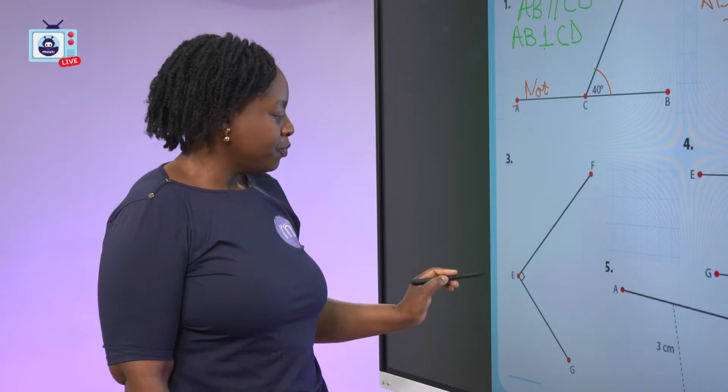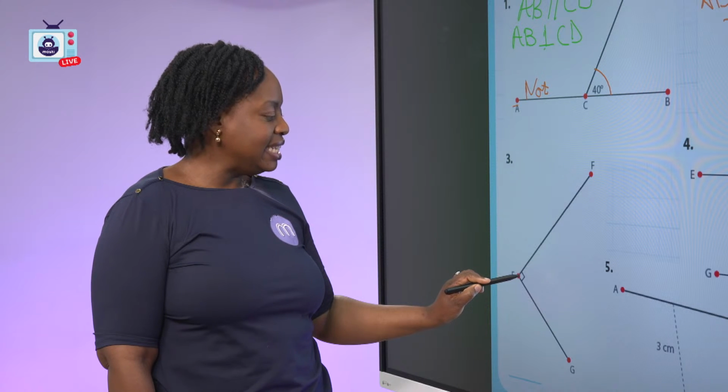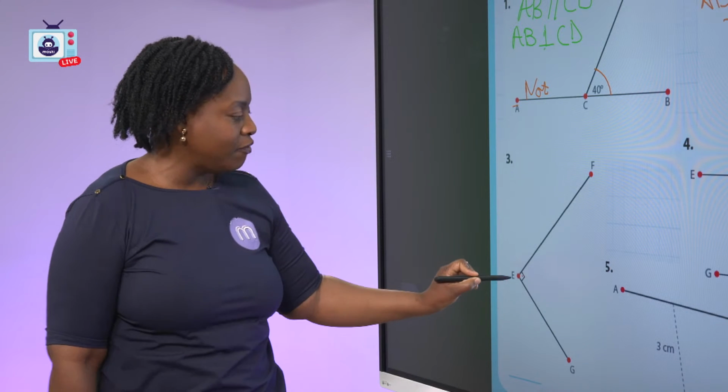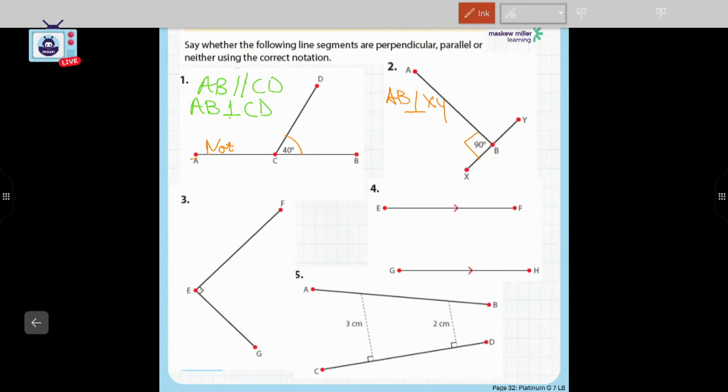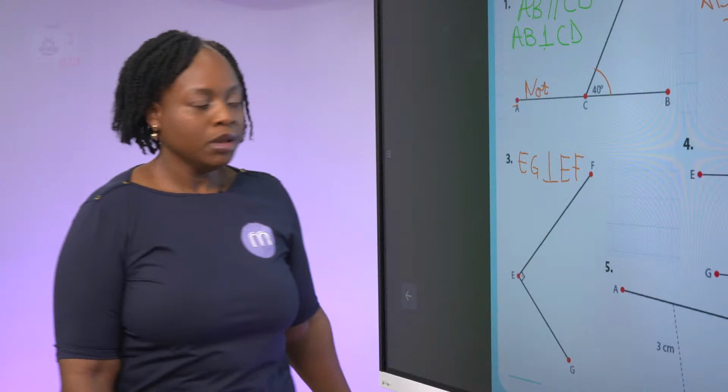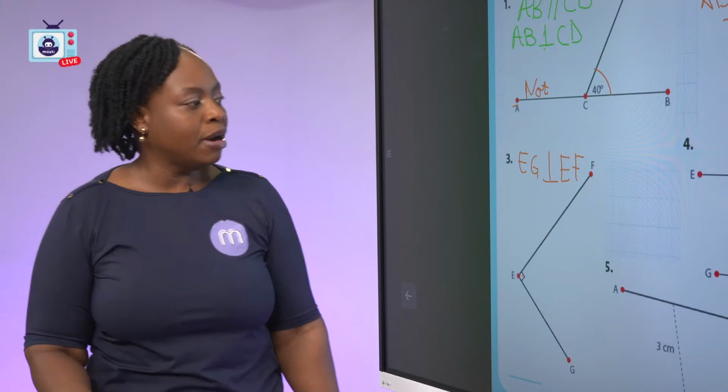Number three, we do have our 90 degrees there at E. If you check very well, there is our small 90 degrees. Therefore, our EG is going to be perpendicular to EF or FE. Right? Then we go to number four.